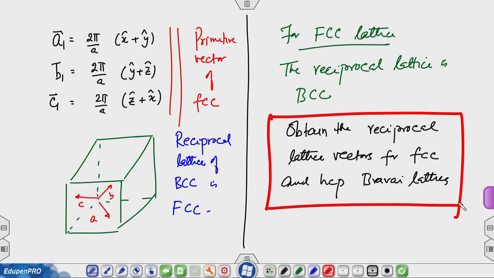Having introduced Laue condition for X-ray diffraction and reciprocal lattices, now let us go back to X-ray diffraction.